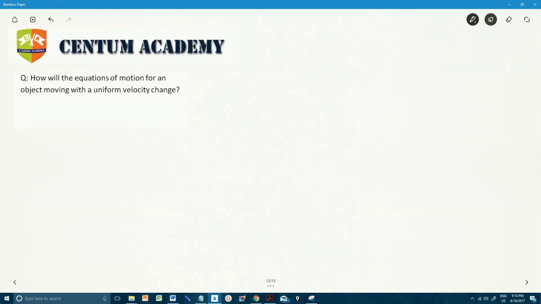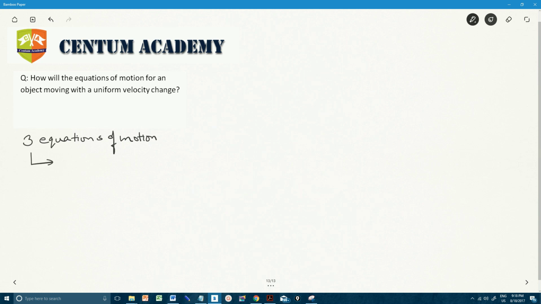Hello friends, the question is, how will the equations of motion for an object moving with a uniform velocity change? So we need to know the equations of motion, and from our knowledge of kinematics we know there are three equations of motion. Now what are the assumptions for these three equations?